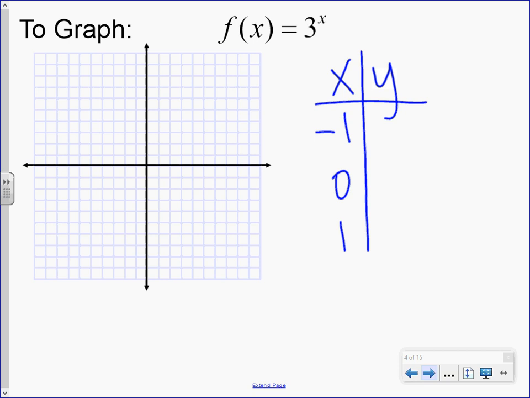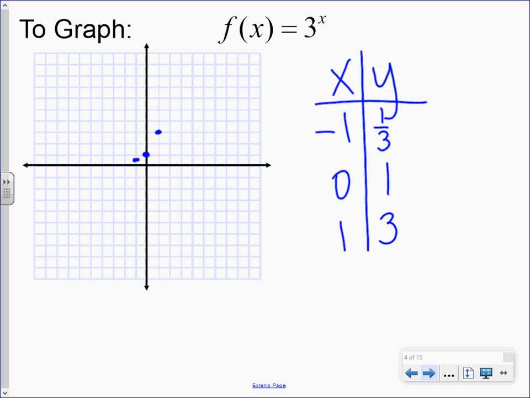Okay. Let's talk about these coordinates. What is 3 to the first power? What is 3 to the 0 power? And what is 3 to the negative first power? 1/3. Okay, those are 3 easy points to think about. You don't have to put a lot of strain on your brain to come up with those 3 points. It gets us what the parent function of y-intercept is: 1, 3, -1, 1/3.